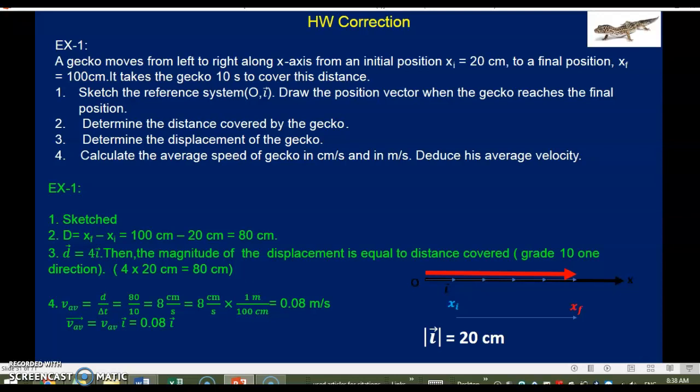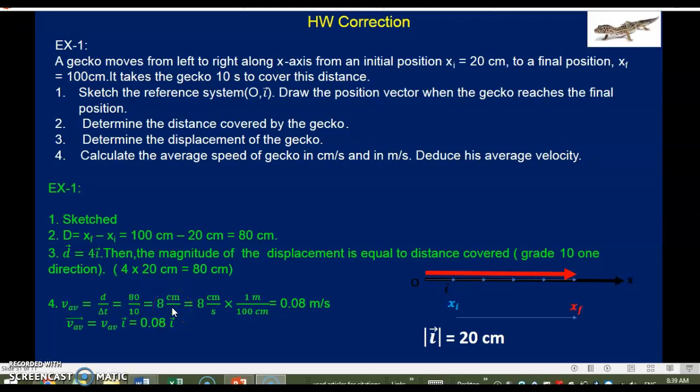Finally, calculate the average speed of the gecko in centimeter per second and in meters per second, and deduce its average velocity. The average speed is equal to the total distance covered over the total time, the duration. So it's 80 centimeter over 10 seconds, which is 8 centimeter per second.